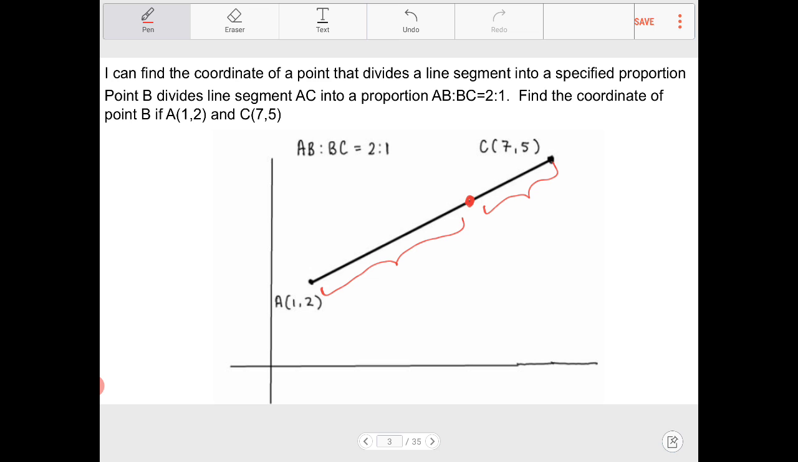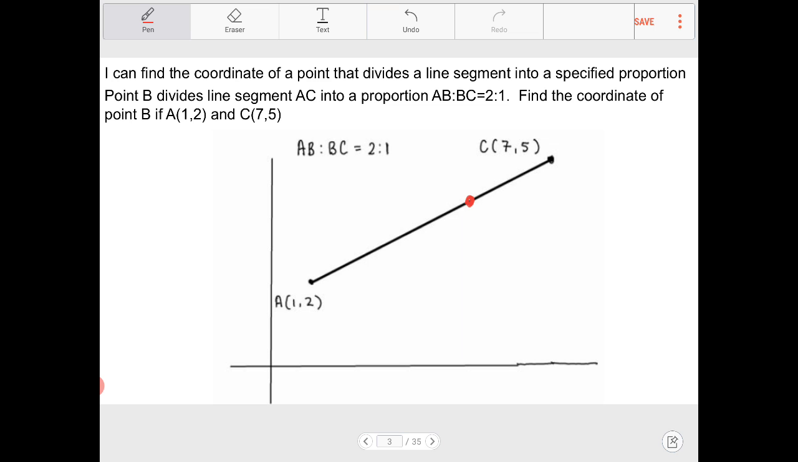The only thing is, we're not looking for the length of AB and BC. That would be too easy, because all we have to do is find the length of AC and then figure out the correct proportion. The question isn't asking that. The question is asking for the coordinate that will create that proportion.